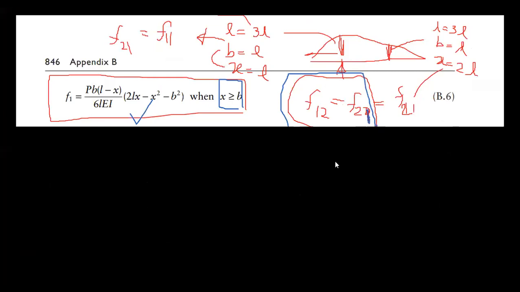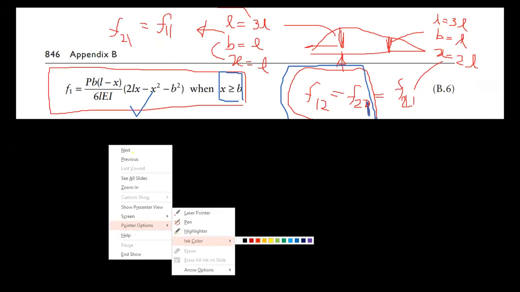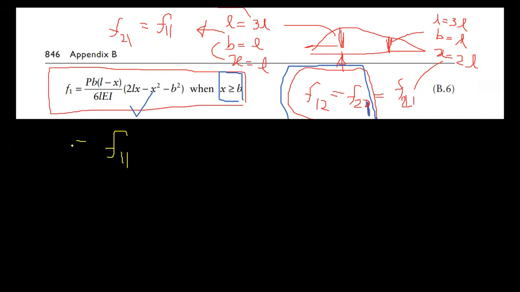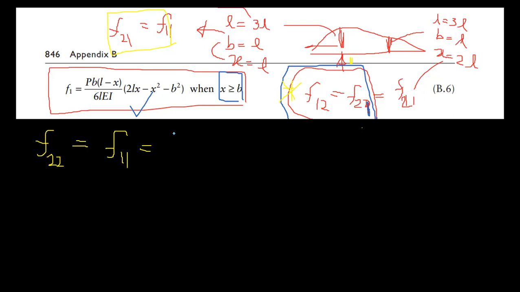So you can find F11, which is equal to F22 for this case only. Okay, this is not a universal theorem, but F12 is equal to F21, and that is universal. So your P is, you are applying a unit load. So P is 1 and B is L.